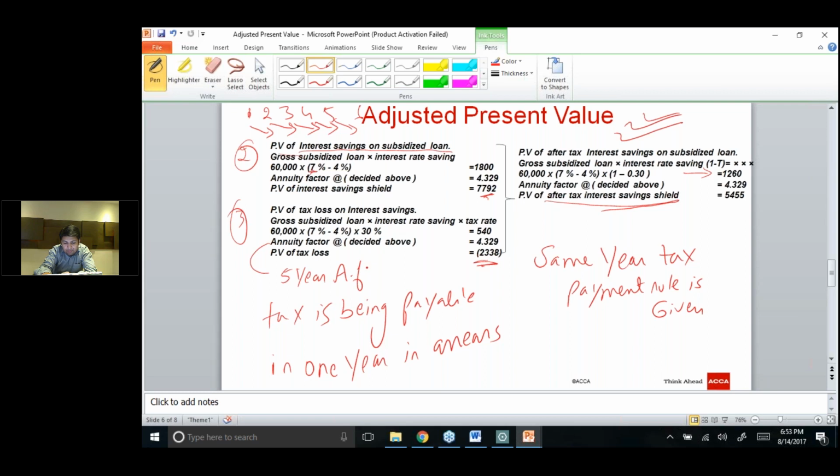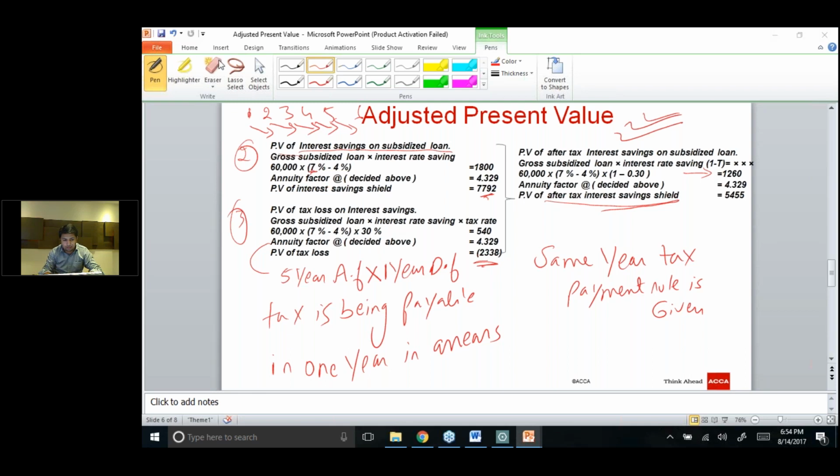5-year annuity factor, multiply it with the 1-year discount factor. Whenever there is a statement in exam that tax is being payable 1 year in arrears, remember one rule: use the same annuity factor but discount it with the discount factor of year 1, because whenever cash flow starts after year 1, when let's say cash flows are being started at year 2, when you apply the same annuity factor, its answer will be at the end of year 1.